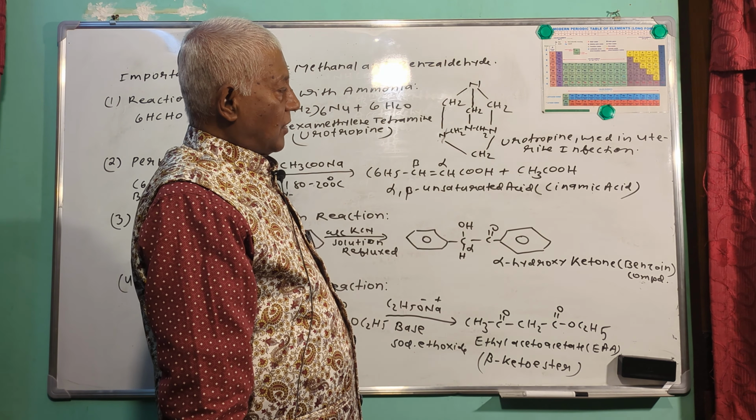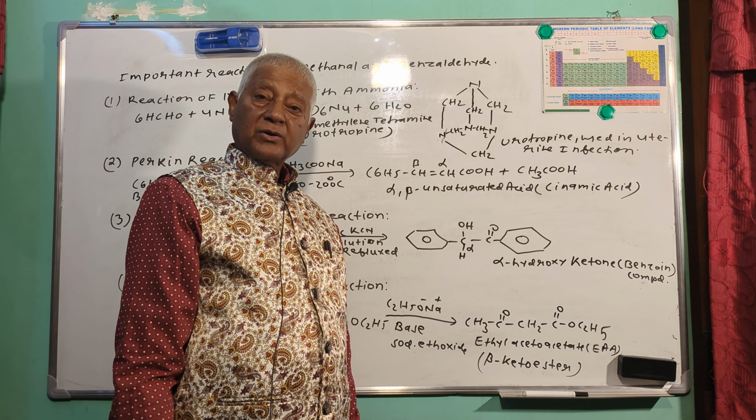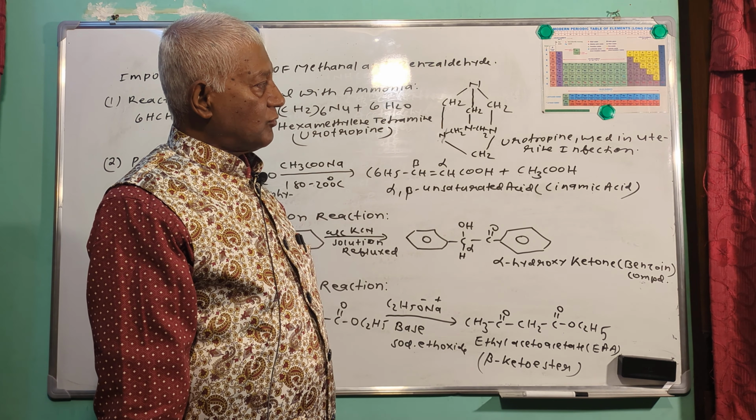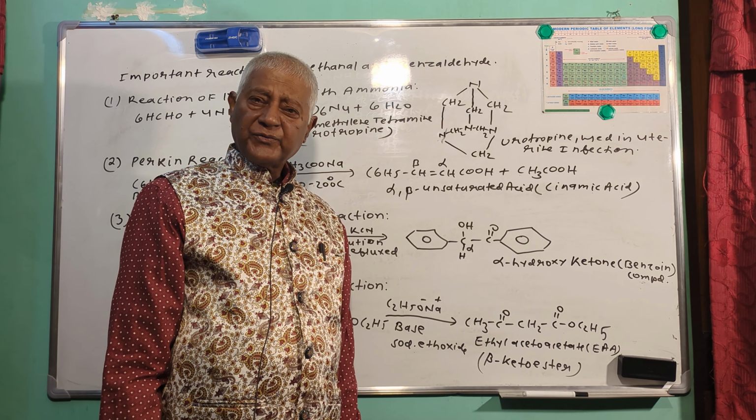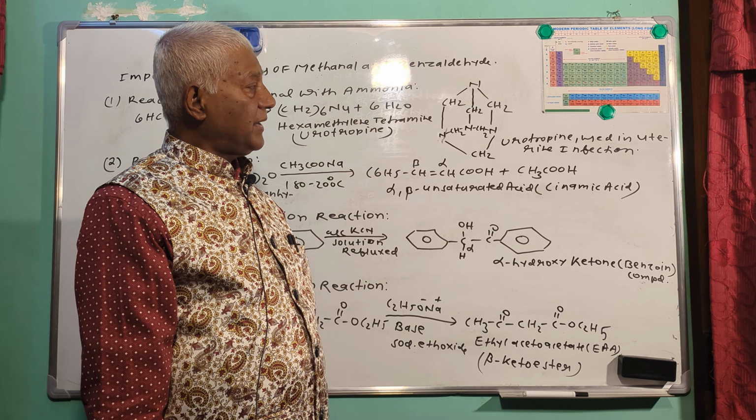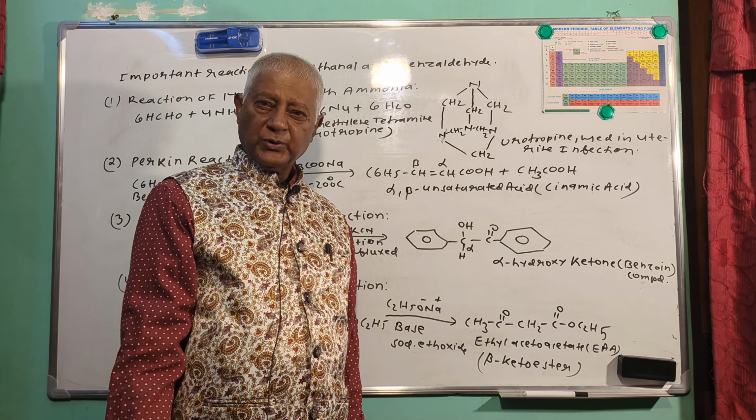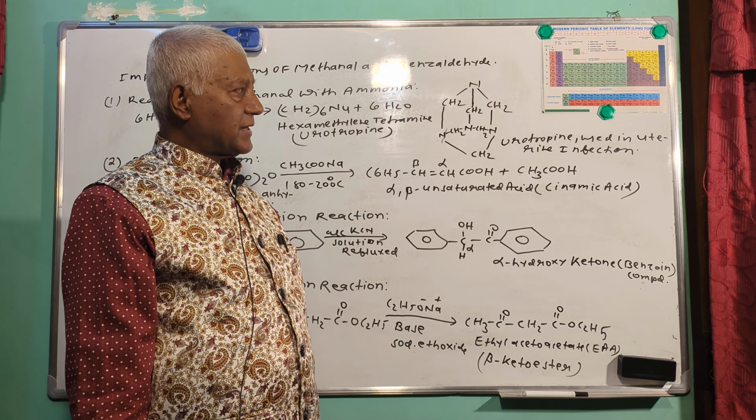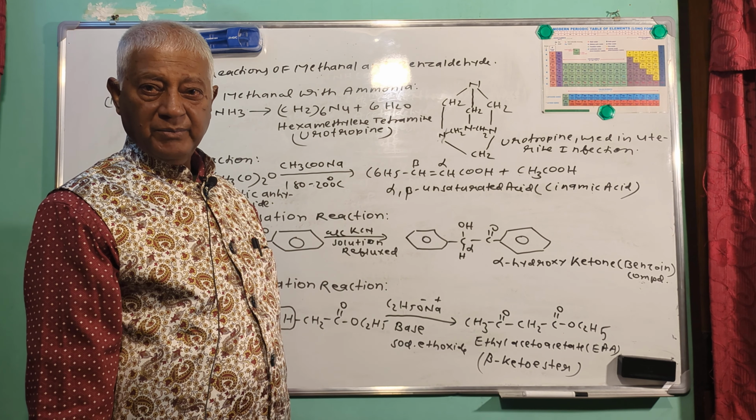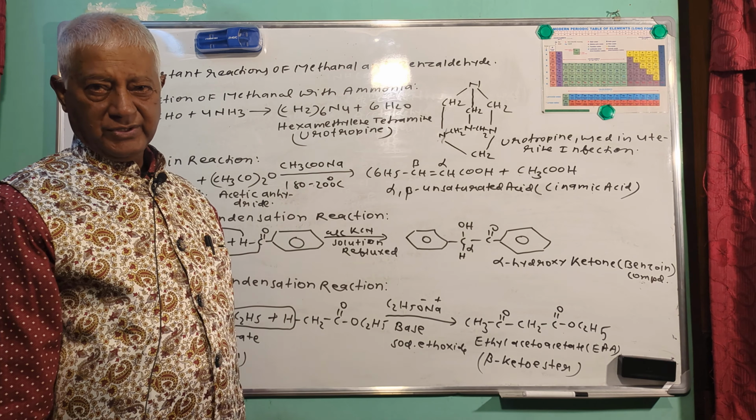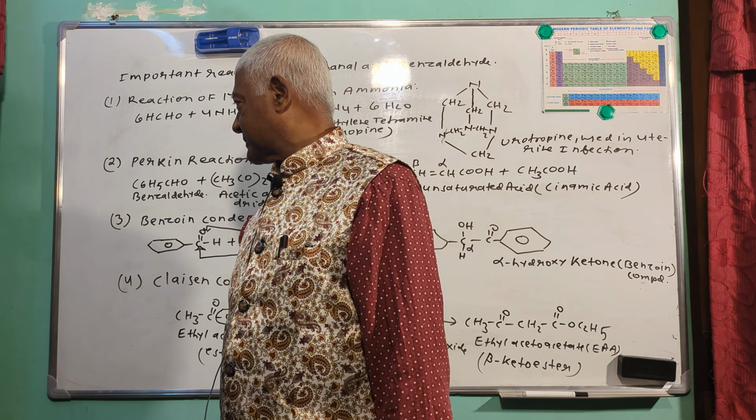And they also ask what the uses of urotropine are. It is generally used in medicine, for urinary infection, uterus, you know. So urinary infection, generally used as a medicine. A very important compound.